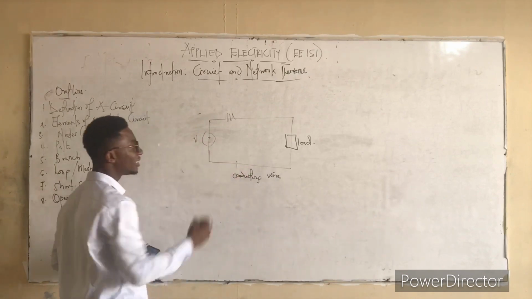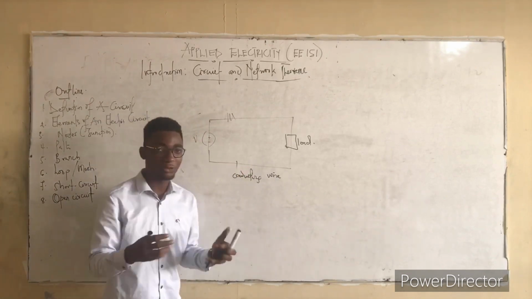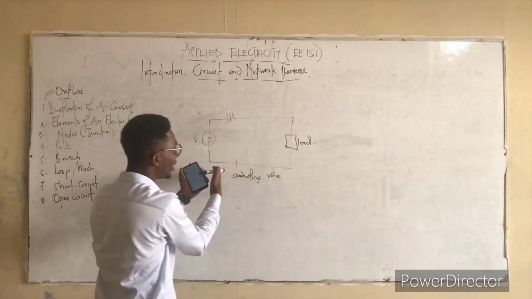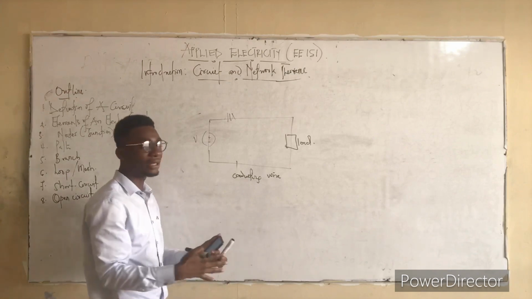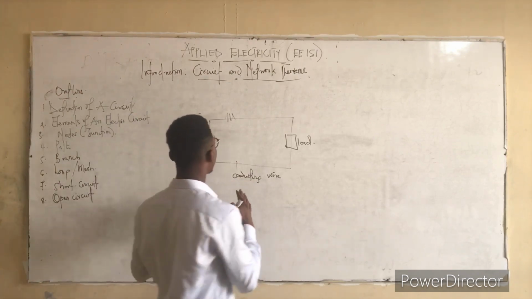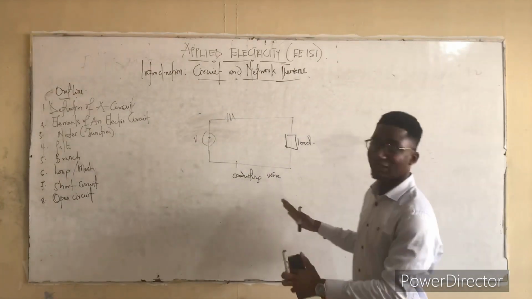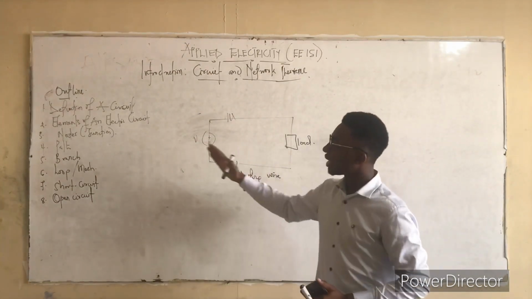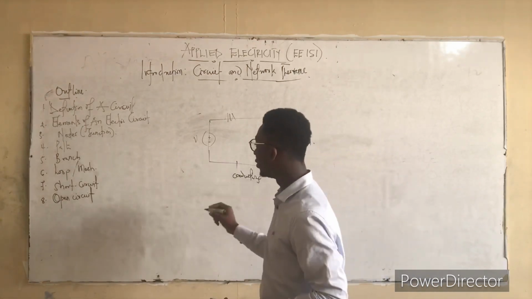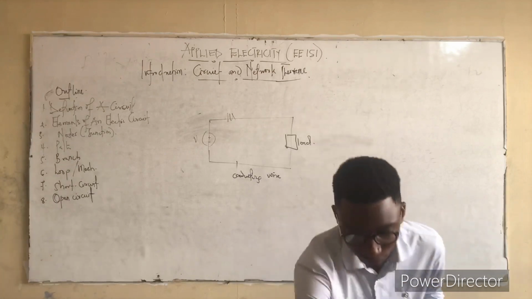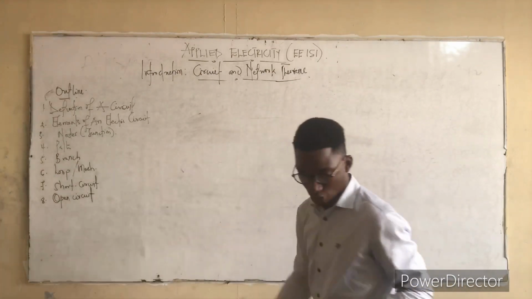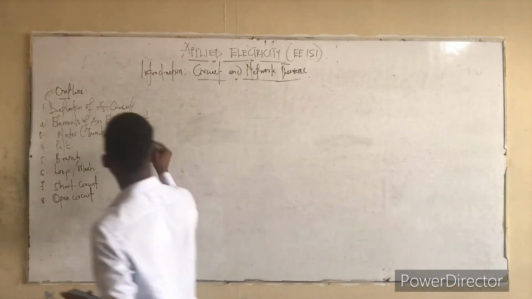So this here is a typical example of a simple circuit, because I've interconnected some elements here that are capable of allowing current to pass through. So this here is a circuit. Now, what are the elements of an electric circuit? Basically, the elements of an electric circuit are in two.